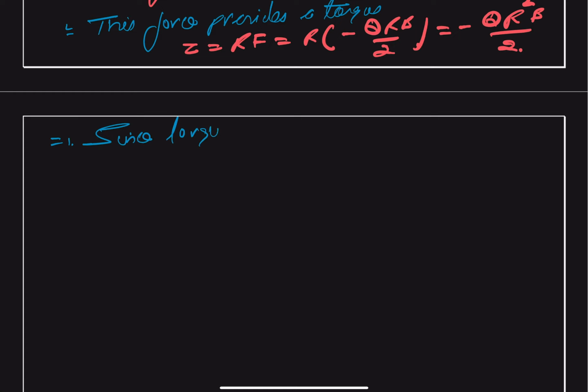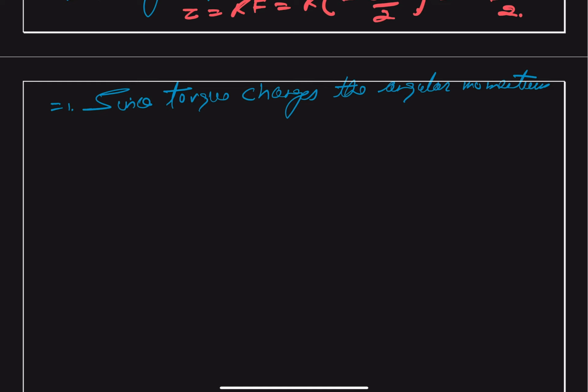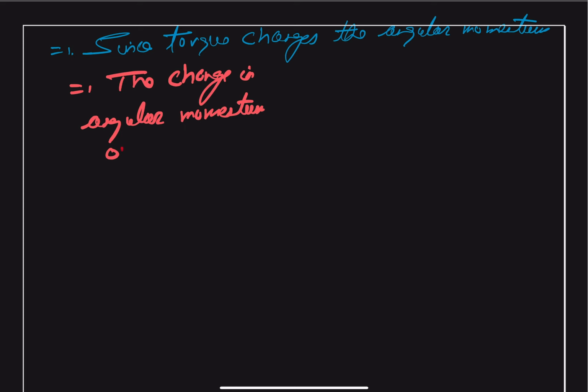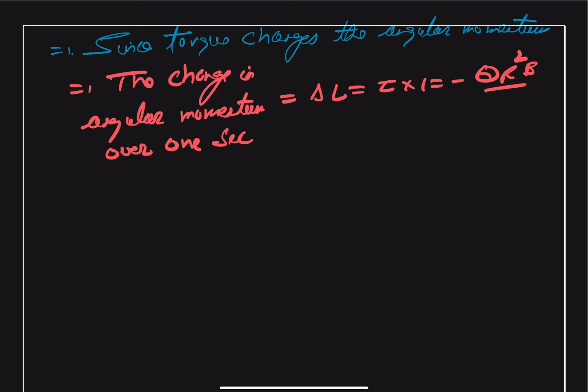Since torque changes the angular momentum, therefore the change in angular momentum over 1 second, because magnetic field only changes in 1 second, we can write this as change, that is delta L, will be equal to tau multiplied by 1, and this comes as minus q R square B upon 2. And now we are going to find out the change in magnetic moment.